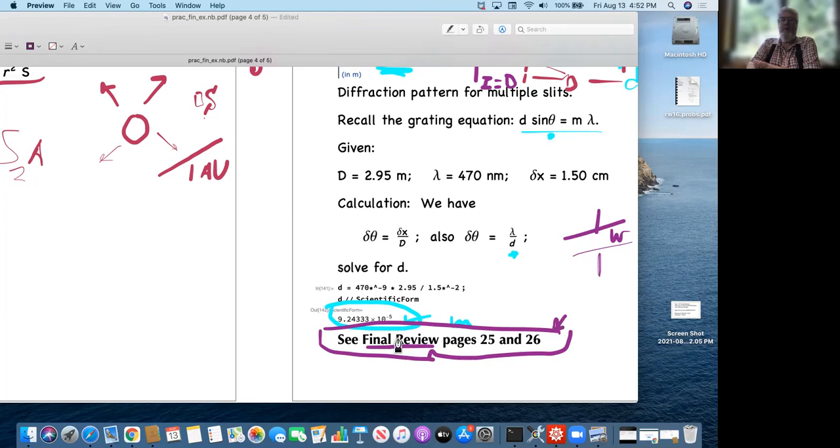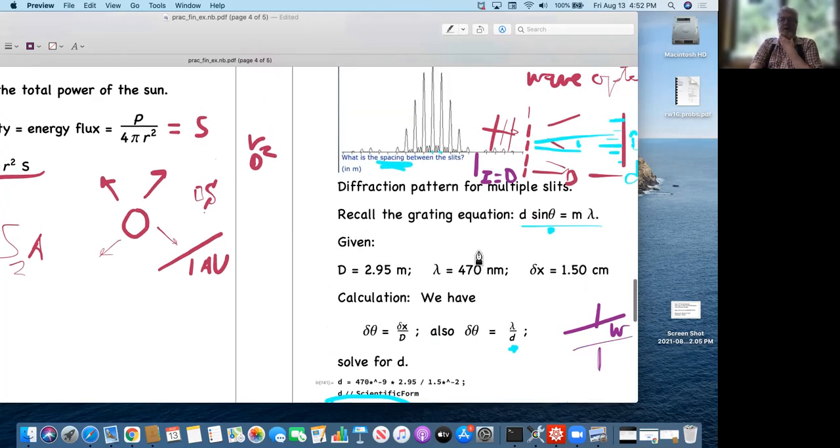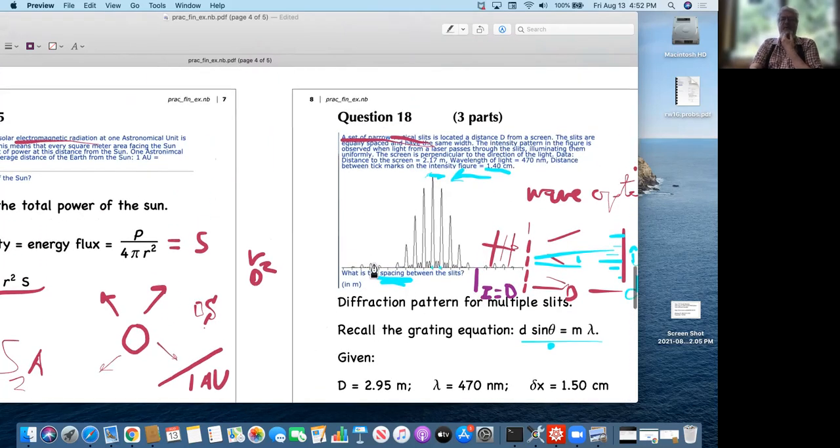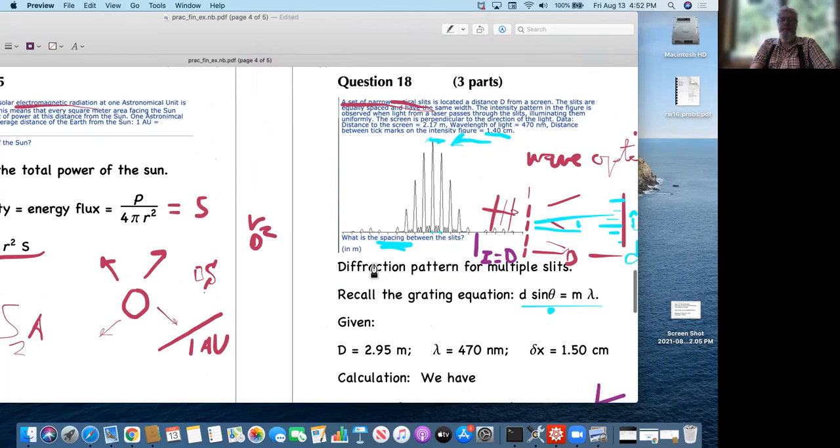But if you look in the final review, it's on pages 25 and 26. You should see how to do, well, this is part A. There's also part B and part C.